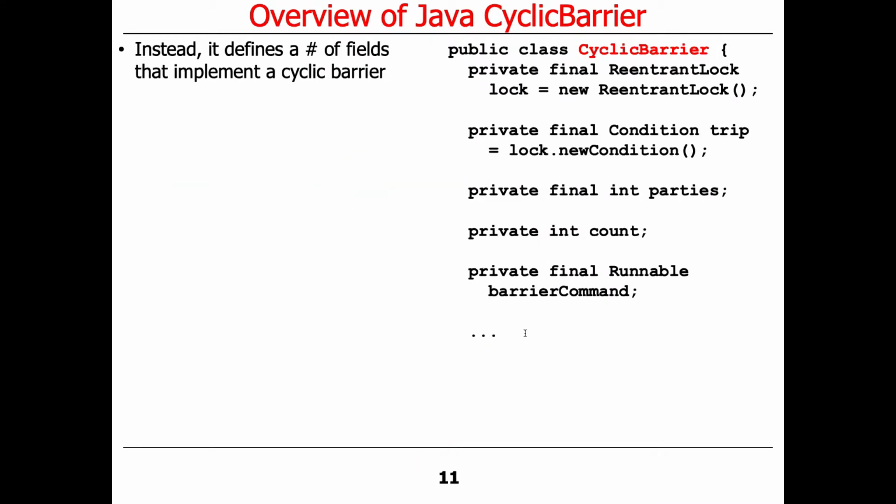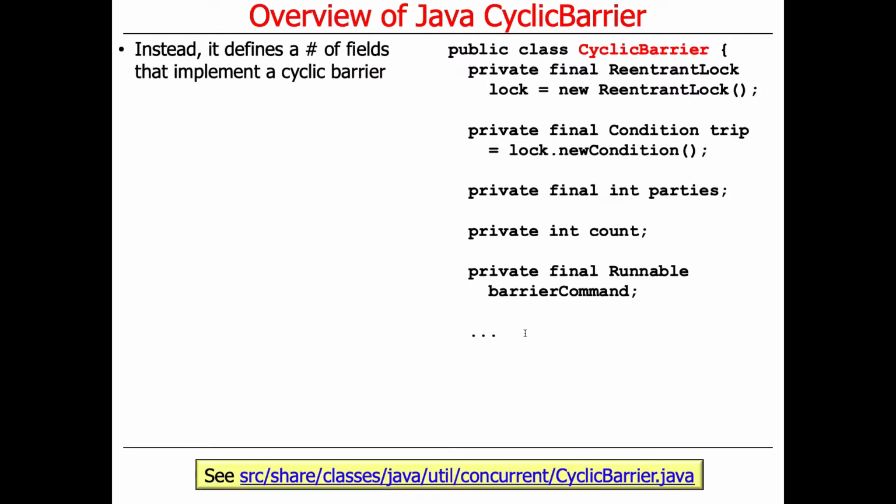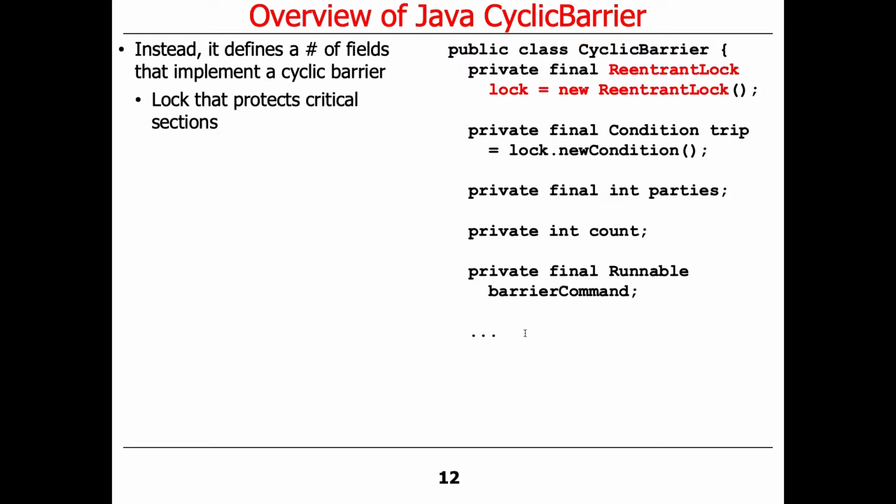Instead, it defines a bunch of fields that are used to implement a cyclic barrier, and this comes back to the question we talked about before, sort of how does this implementation work? And I'll sketch out how it works. It's actually kind of cool. You can see the implementation of this thing if you go to this link, you can find the source code and take a look at how cyclic barrier works. It's actually fairly straightforward to understand.